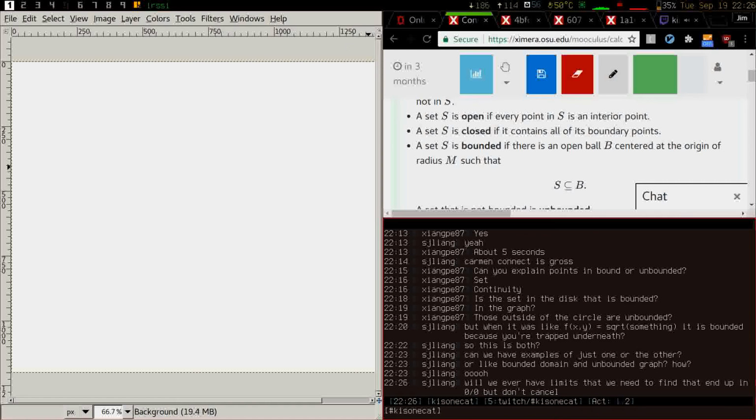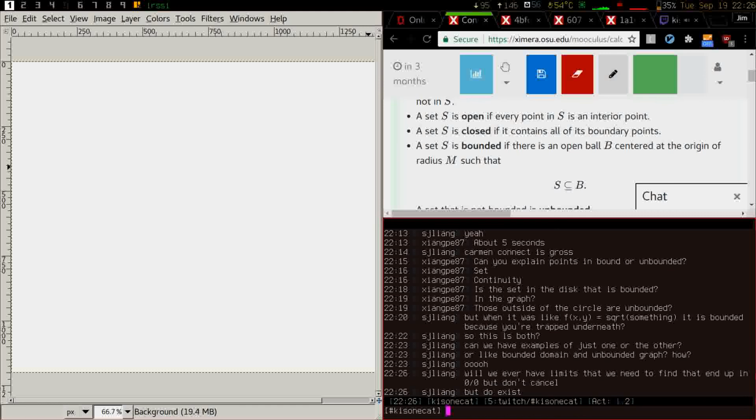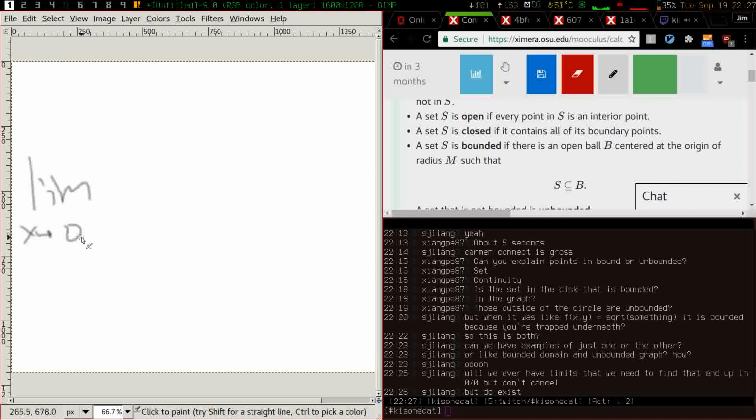Yeah, that's an interesting question. Will you ever have limits that have this 0 over 0 form, but not because something cancels, but they do exist? Yeah, one classic example: the limit as x goes to 0 of, say, x over sine x is an example of this.